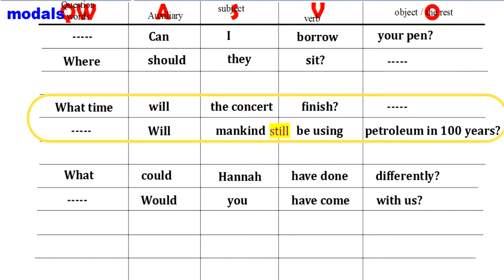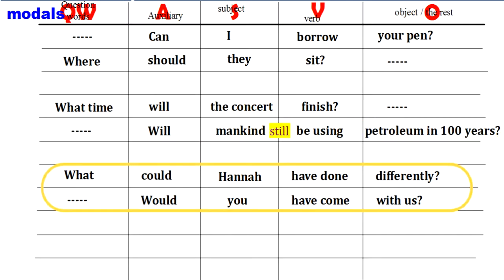The next two examples are the future. I have the future simple and the future continuous. And for the future, the auxiliary is will. It's a modal, and it takes the auxiliary position. The verb form should be simple, should be the base form, or the base form plus an ing if it's continuous. This is also another example where you can use an adverb. I have the adverb still.